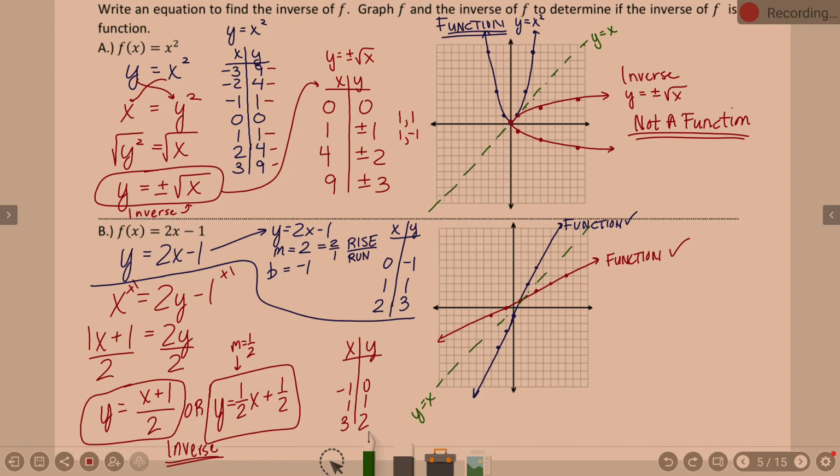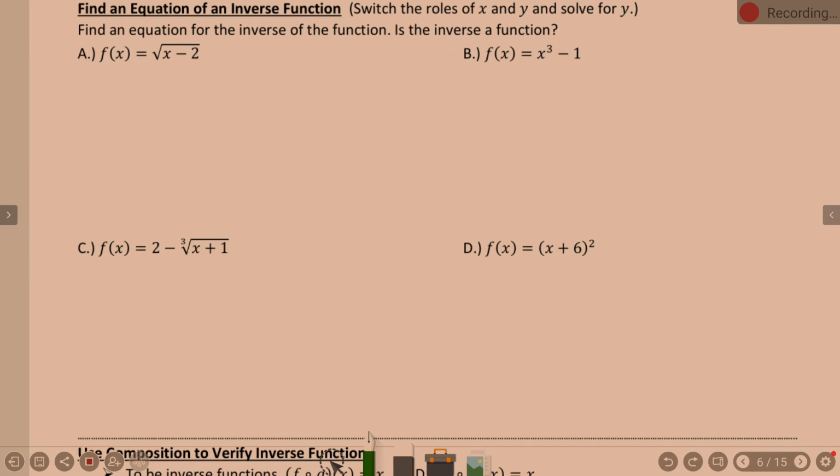Okay. Let's look at the back. They'll speed us up tomorrow, because we kind of already know what we're doing on the back. We can get through one of these. Find an equation for the inverse of the function.